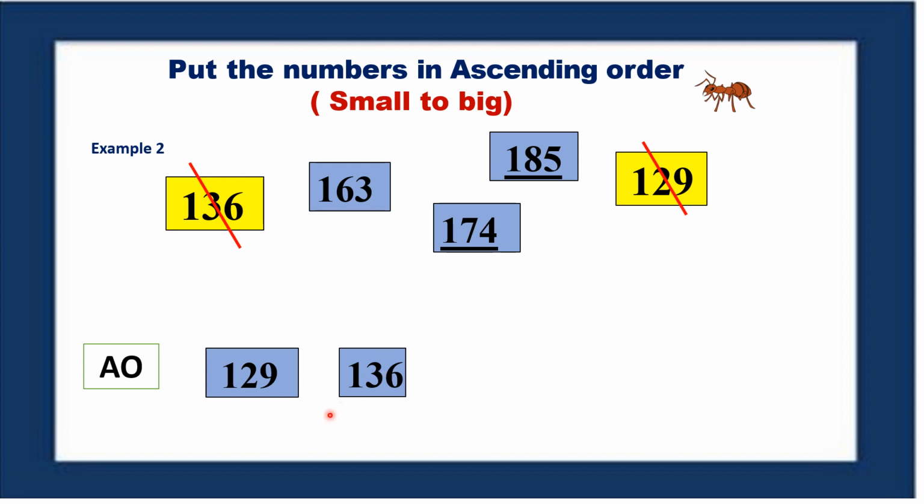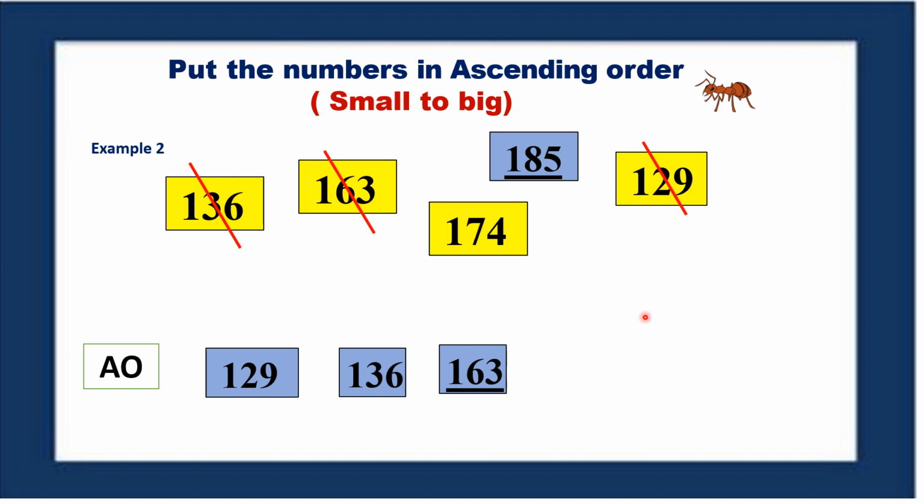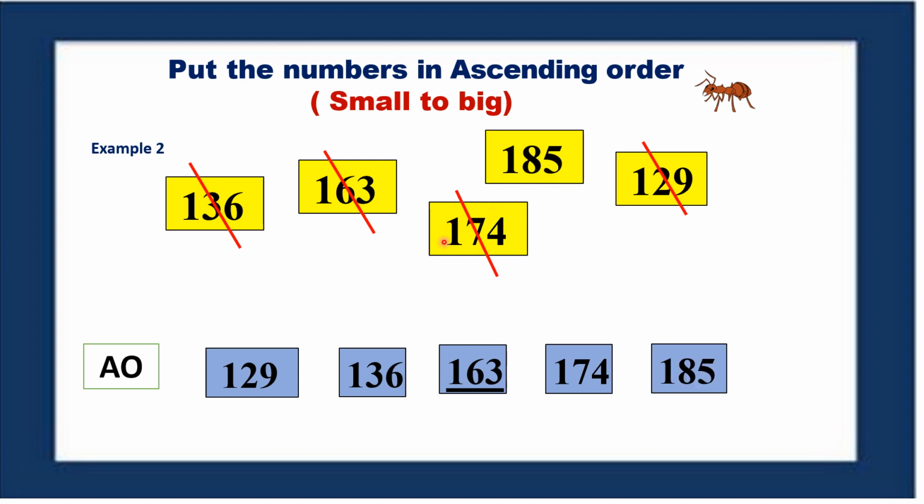So the next number is a little bigger than 136. It is 163. Write it in the answer and strike off. Whenever you are striking off, remaining numbers only we have to check. Next, it is 174, a little bigger number. So write 174 in the answer, strike off. So the leftover number is 185. Write it and that number also strike off.